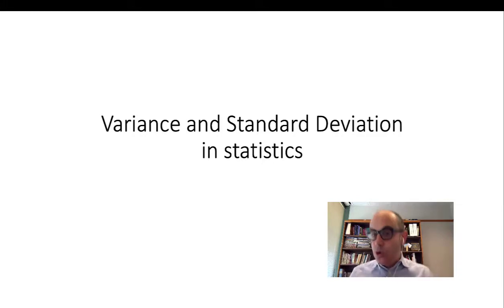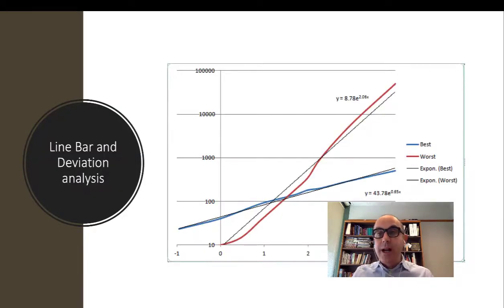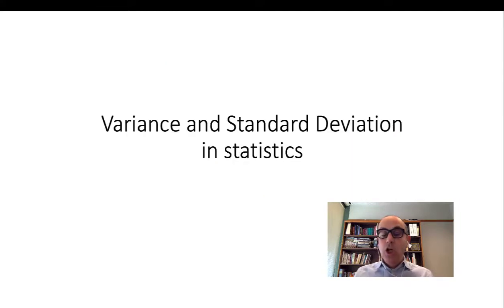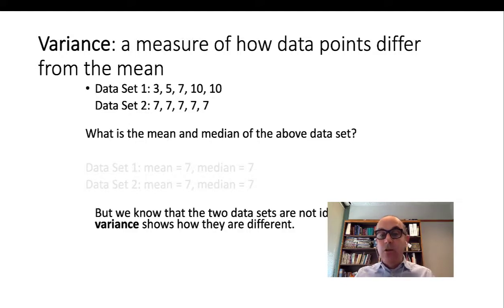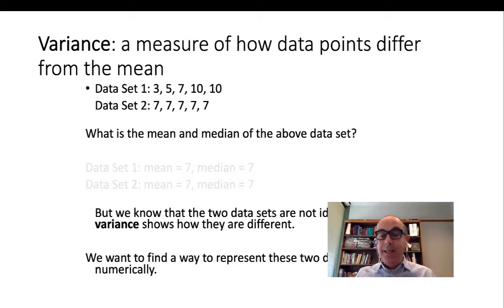But how do we do deviation analysis, and what do we do in order for us to find those things? So it stands for the variance and the standard deviation in statistics. The variance, again, to those who did not take my class, it is about the measurement of data points different from the mean.